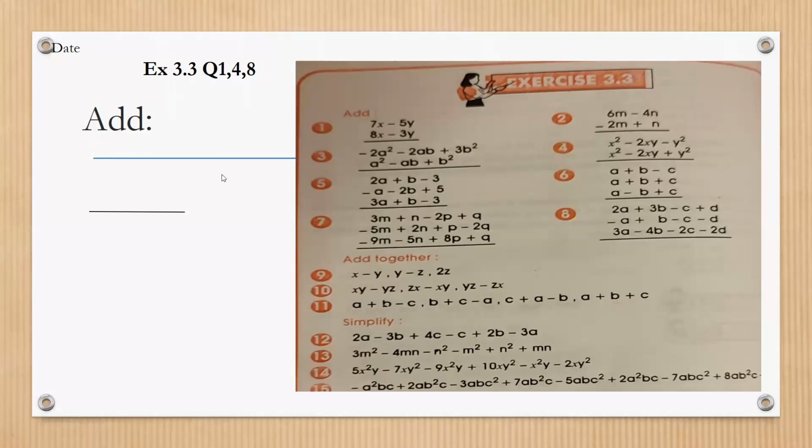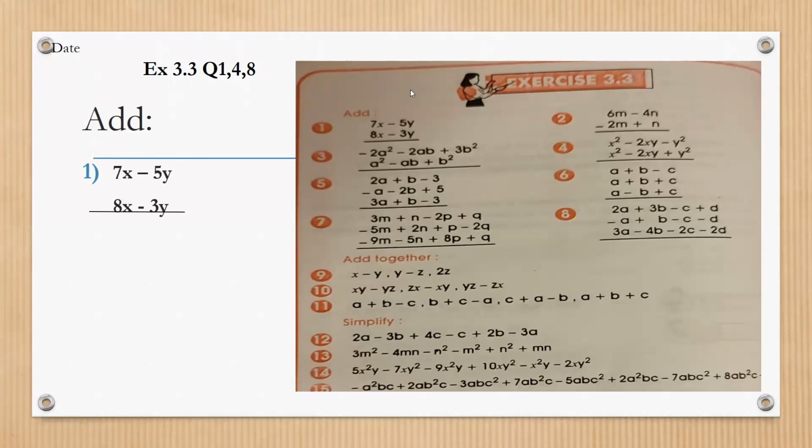Now, the first question is 7x minus 5y, 8x minus 3y. Beta, you have to maintain your copy page like this. Please write the date and exercise at the top, and then write down add. This is the question. Copy down the question and start solving it quickly.